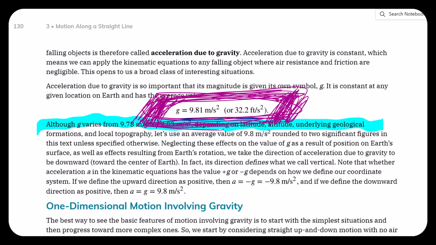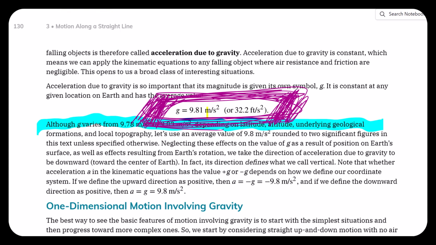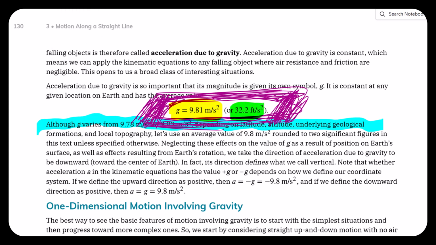So the most important thing is to know that if you're doing stuff in metric, it's 9.81 meters per second squared, and if you're doing stuff in imperial, it's 32.2 feet per second squared. The 3 sig figs are important, and of course sometimes you see these equations where it's automatically negative, but just remember that it's a direction.